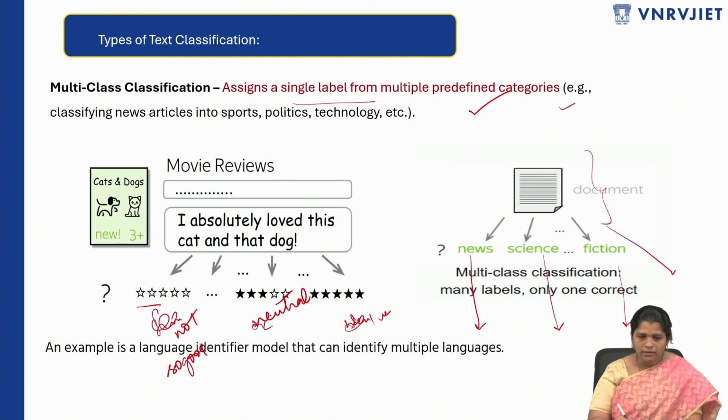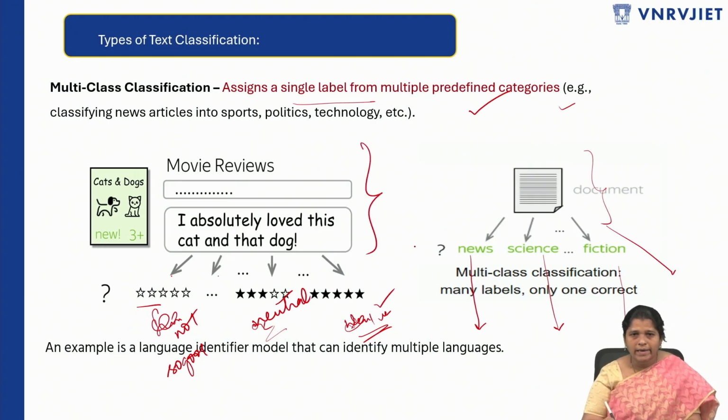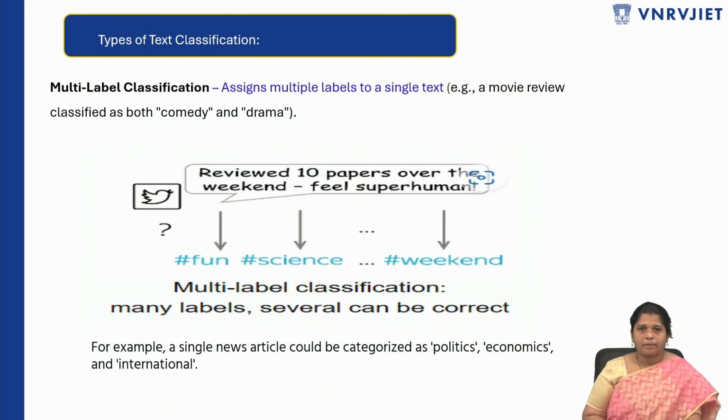You have less rating here, medium, and next it is super, which have been appreciated and all. So you are categorizing multiple class labels for the same single content. This type of categorization we call multi-class classification.